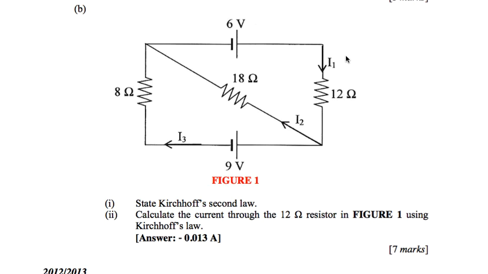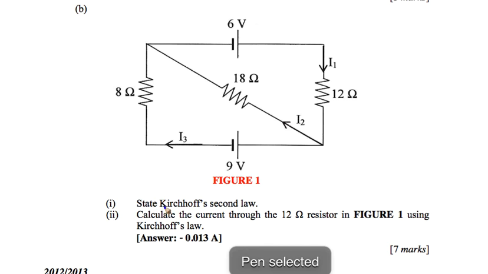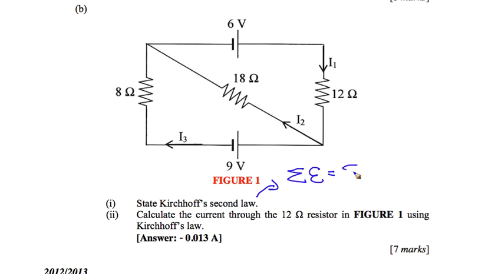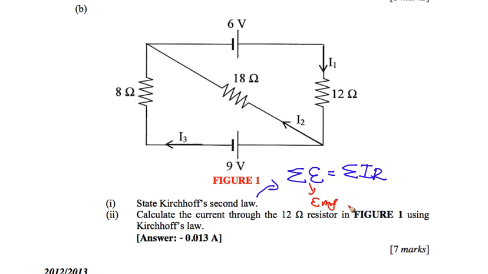And question number B: state the second Kirchhoff law. As you know, the second Kirchhoff law is that total EMF is equal to total drop voltage, IR. Or the second Kirchhoff law states that in any closed loop, the algebraic sum of EMF is equal to the algebraic sum of the product of drop voltage, IR. Right? So here is an EMF battery, and this is a drop voltage.